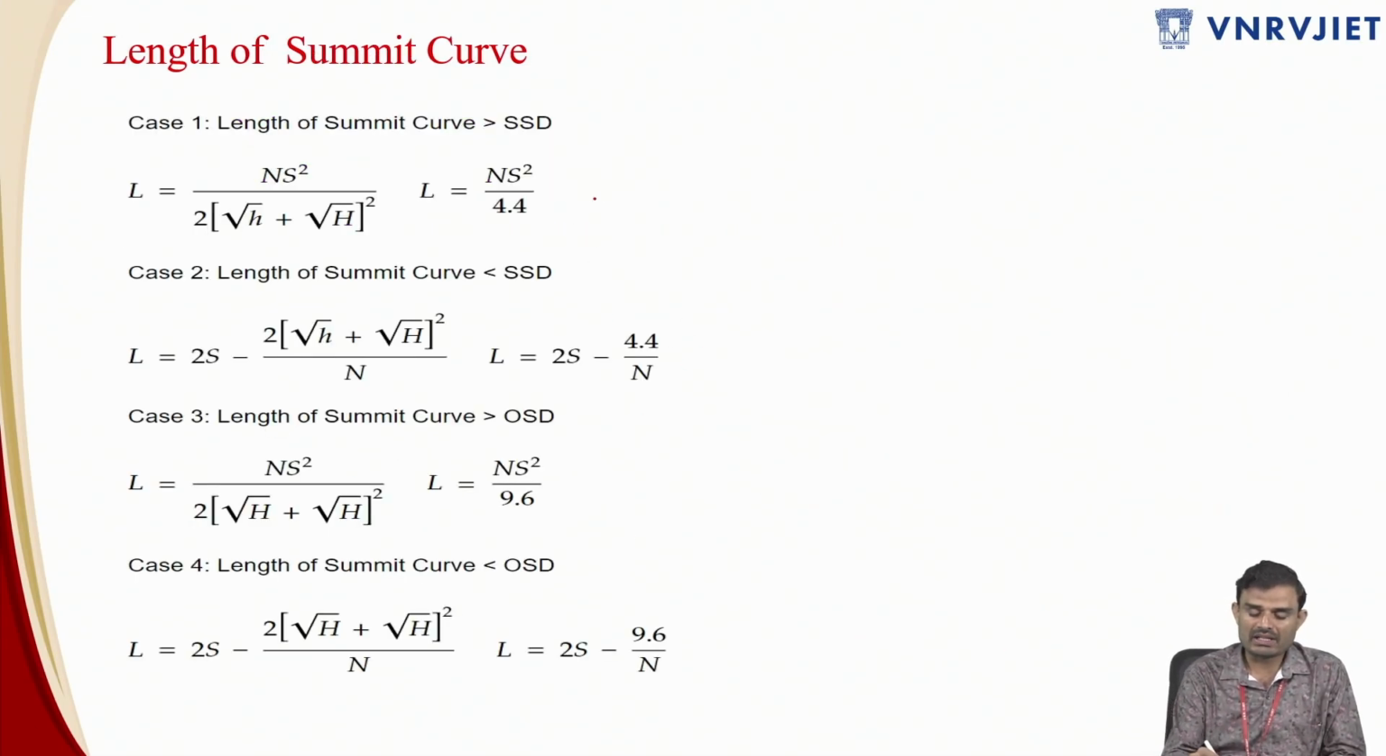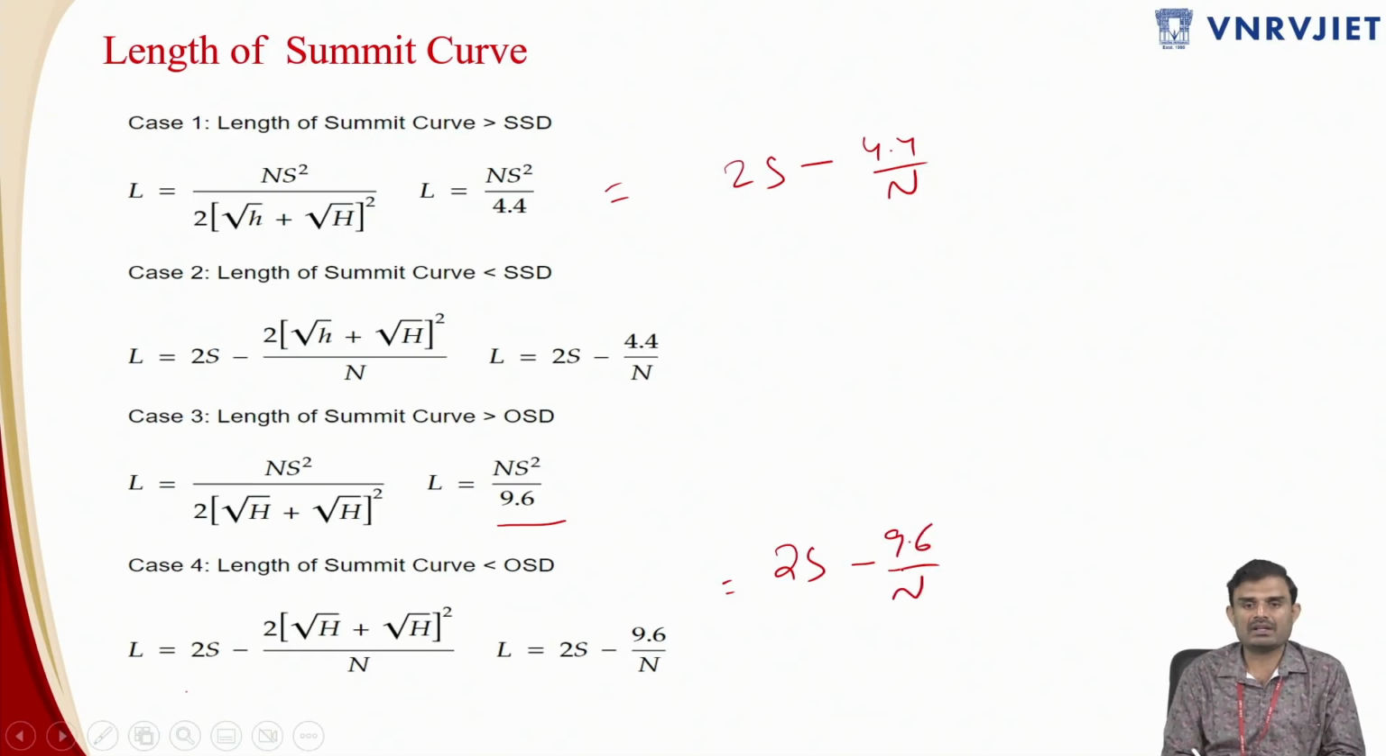So here it is, when L greater than s, it is ns square divided by 4.5. But if it is other case, you have to take s square as 2s minus denominator by numerator. So 4.4 divided by n. Here also the same thing, ns square divided by 9.6. So instead of s square, this first term will be common in either of the formulas, 2s minus, and this numerator will become denominator and denominator will become numerator. So this is 9.6 divided by n, as simple as that.